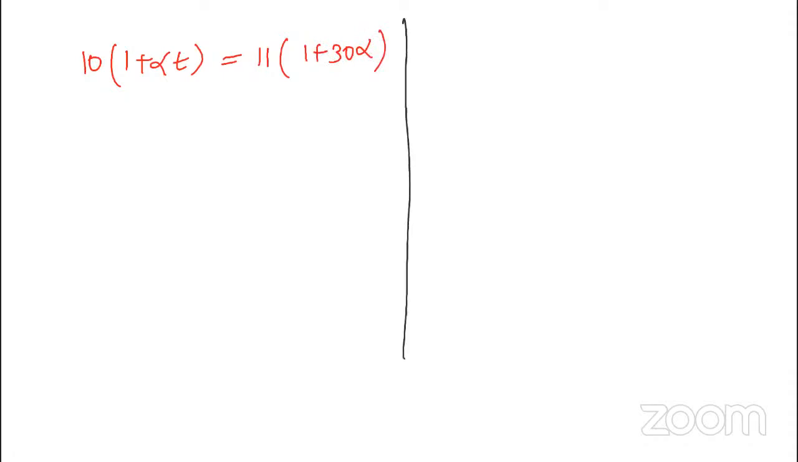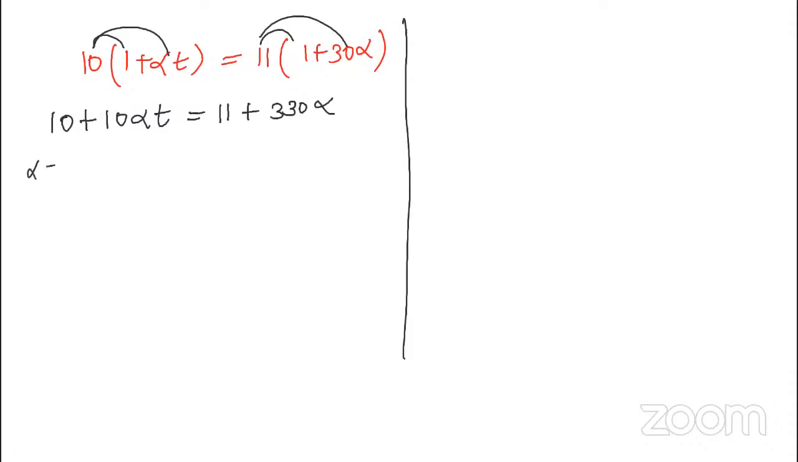Okay, so just multiply inside. Okay, we are just multiplying inside. So 10 plus 10 into alpha t is equal to 11 plus 330 into alpha. Okay, so next step we are substituting the value for alpha.